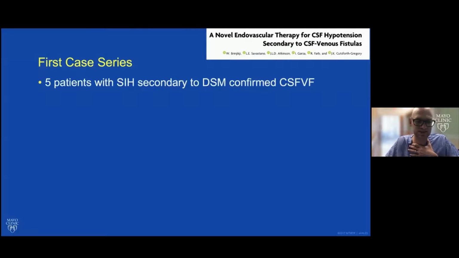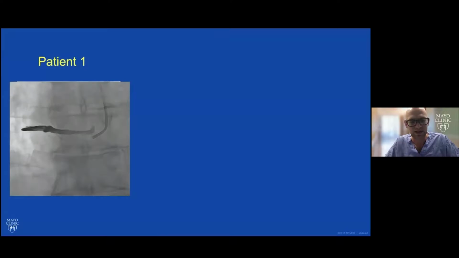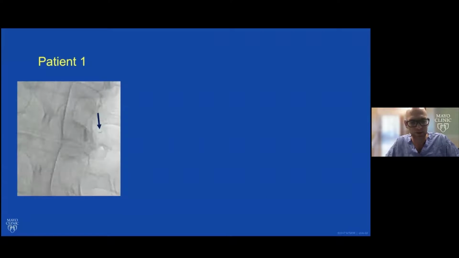Our second one we're going to be submitting hopefully this week. I'm sorry, Jeremy, if you're on the line, it's my fault that everything's delayed. But our first 5 patients all had brain sag and headaches, standard. A few had cognitive problems, tinnitus, hearing problems. I won't bore you with this, but this was patient 1. Thank you to patient 1.